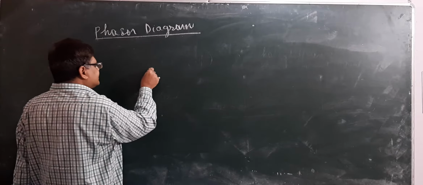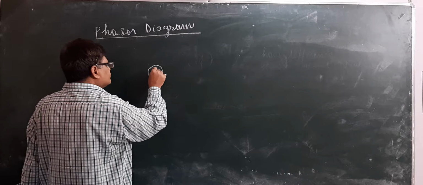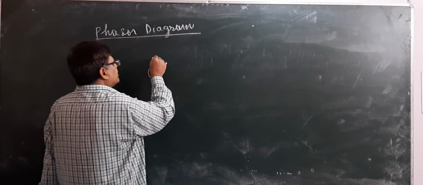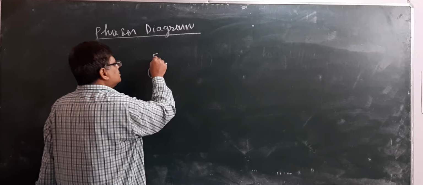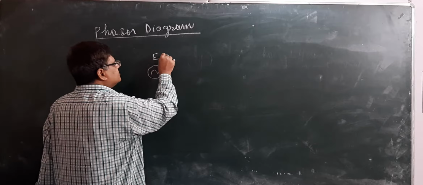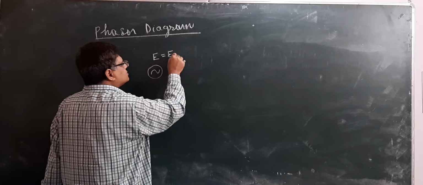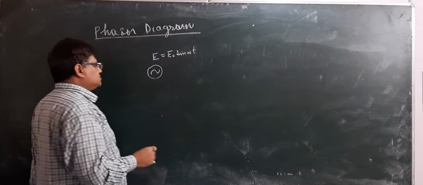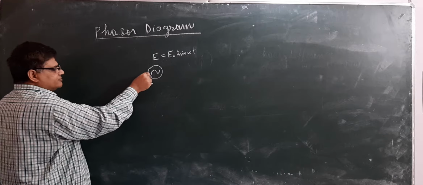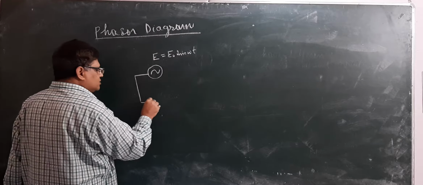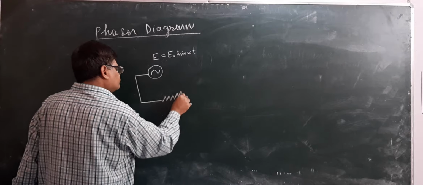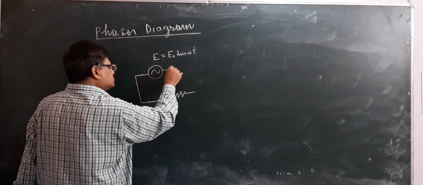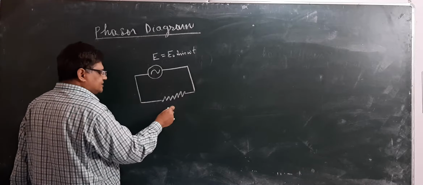Now, suppose there is an alternator, the symbol for the alternator. It produces an instantaneous EMF E that is equal to E naught sine omega t in the usual notations. Now this alternator is connected to a pure resistor. This resistor is R.